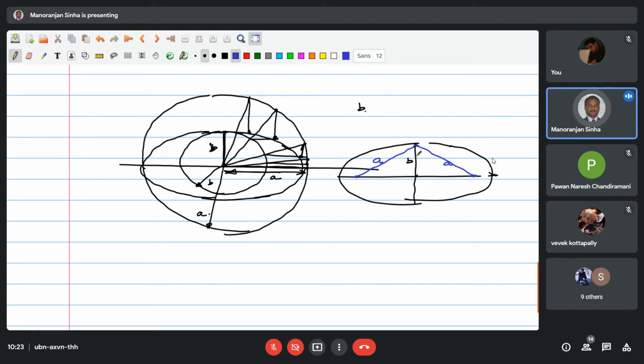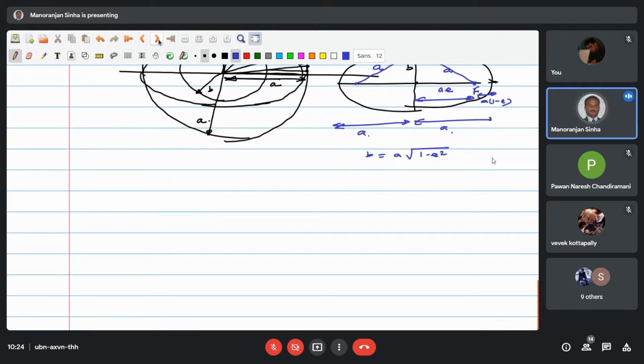We have looked into this last time, and based on that, and this is the focus here, this quantity is a from this place to this place, and therefore this quantity is a times 1 minus e. This whole thing is a. Here also this is a. The b equation we have calculated as a times the square root of 1 minus e square. Using the conic section equation that we have developed earlier, this can also be worked out.